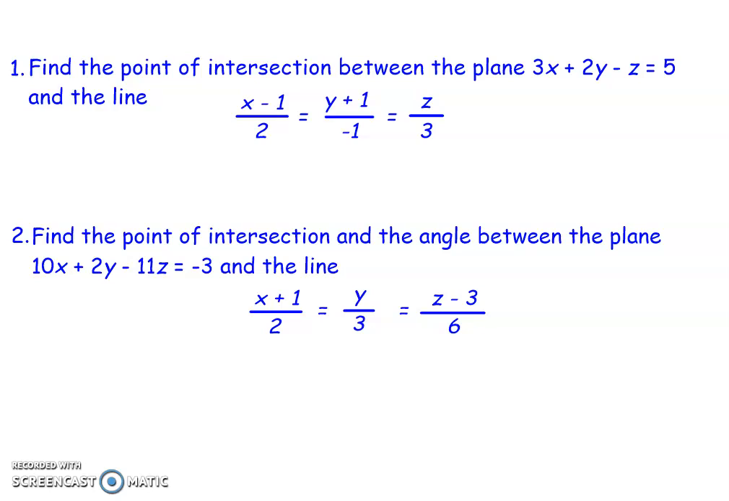First one's about finding the point of intersection between a plane and a line. Second one is about a point of intersection and an angle. Now, these are two very common ways that the questions are done, so it's good that we need to know these skills. So pause the video and have a go at them now.